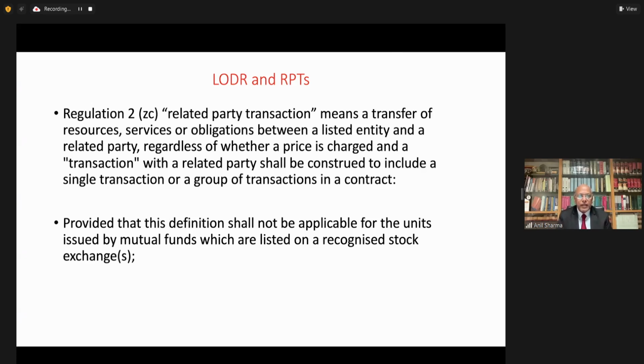So here they have brought in another angle, which is whether a price is charged or not. A number of times it has been seen, just to visualize what those transactions can be, that it's a very common practice. Suppose a company has, let's say, a building which it is using as an office. Other companies are also using the same premises as an office, but no rent is being paid.